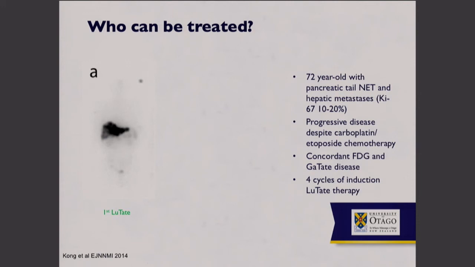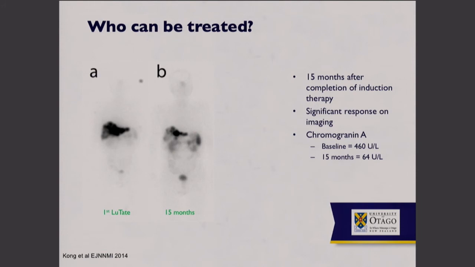The way that PRRT is given is usually with 4 cycles of induction treatment, sometimes 3 if you have a really good response. So that's their GAT8 PET scan at their first treatment, and you can see there's a huge amount of disease in their liver. The spot up the top will be where their line goes in. 15 months after, they've had a marked decrease in the amount of avidity on their scan, and their chromogranin A has dropped from 460 back to within the normal limits, so under 100, so normal.